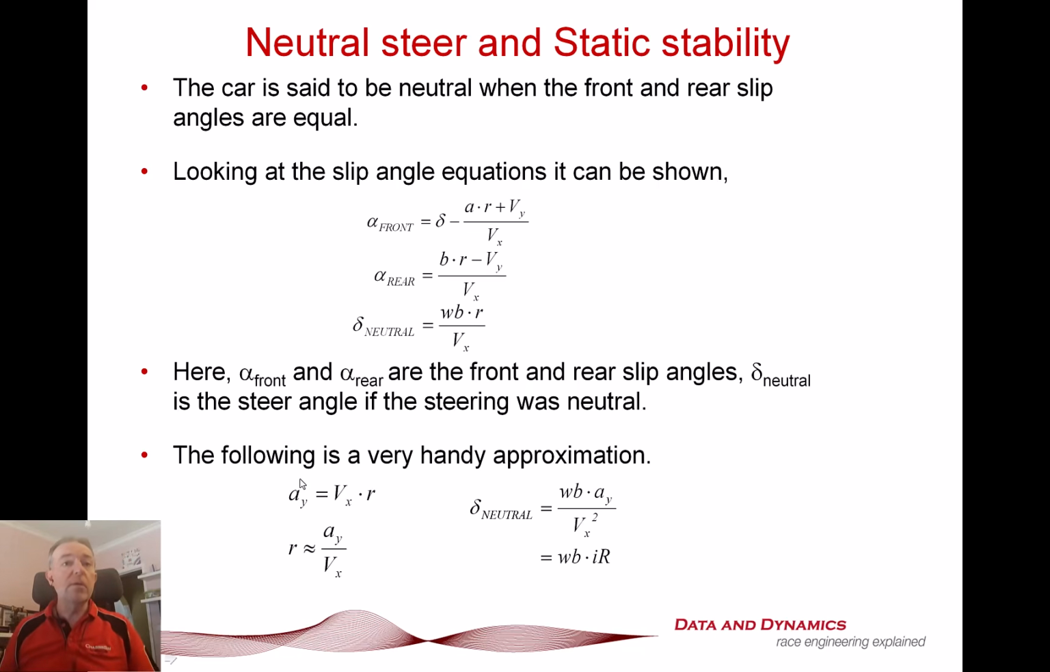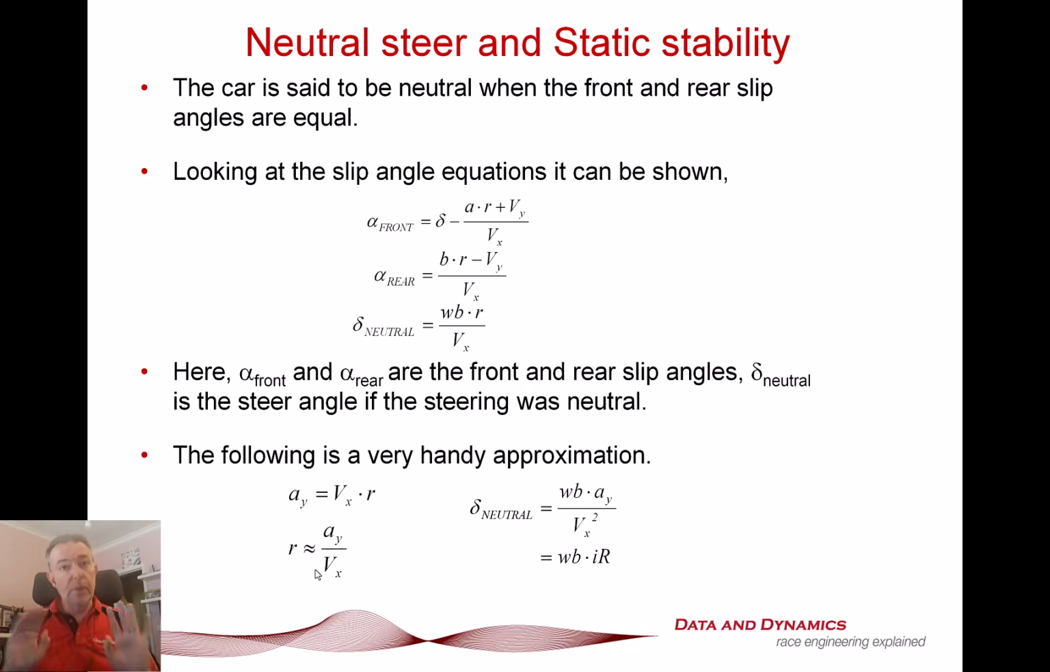So what we can do here is use a really handy little approximation. AY is equal to Vx times R, and so R is about AY over Vx. You'll see here there's an approximation, and that's for a very good reason, because it isn't totally the full story in terms of what lateral acceleration is, but that approximation of AY being about Vx times R is a good start point.